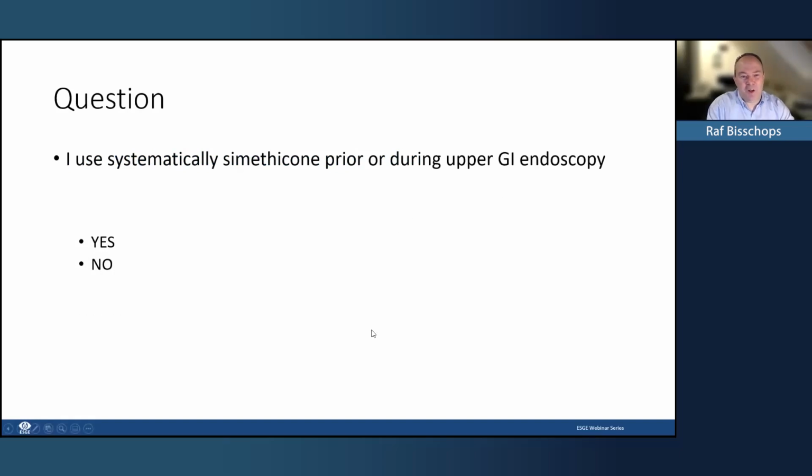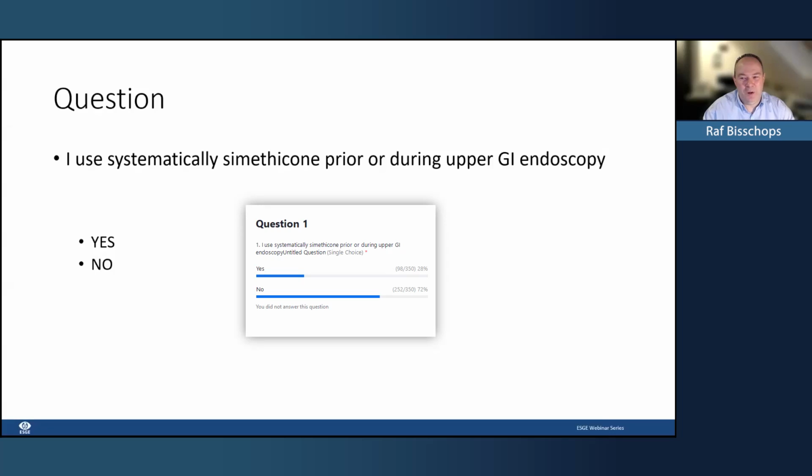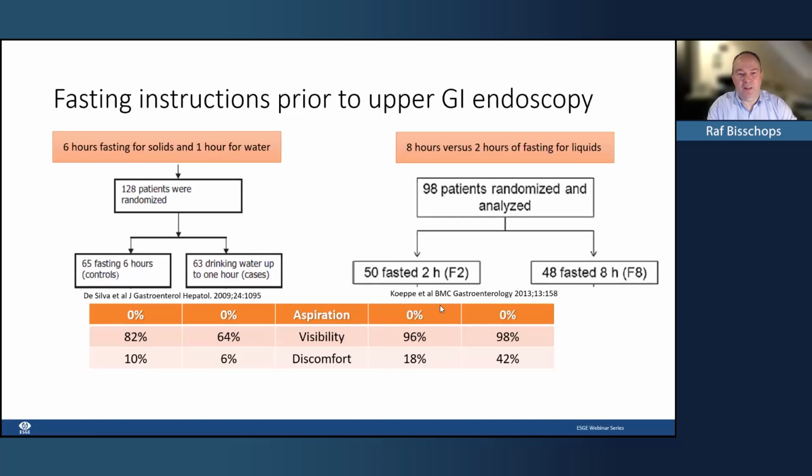So I would like to start by asking the question, if you use systematically simethicon prior or during your upper GI endoscopy. So you can vote here, and then we can see how many of the 500 attendees are using this systematically. So let's see, you can vote. Let's have a look at the voting. So about 72% does not use it systematically, and 30% uses it systematically. So let's see why we can consider that. We come back to that in a minute.